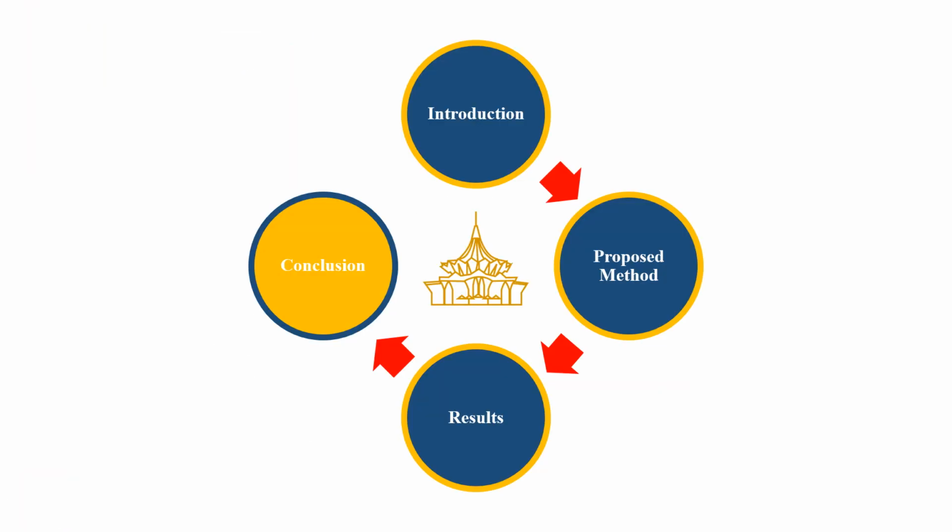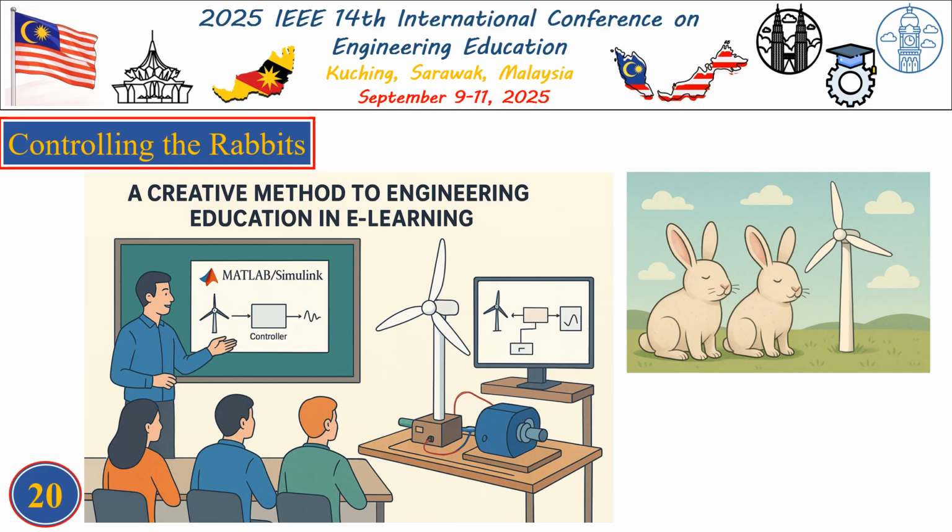Now we move on to the last section, which is the conclusion. This study presents a creative e-learning method for teaching wind energy control systems. Using a handcrafted model alongside MATLAB simulation, master's and doctoral students learned the generator controller in an engaging way over the years. Surveys showed this approach boosted creativity, teamwork, and concept retention, and simplified complex control system concepts.